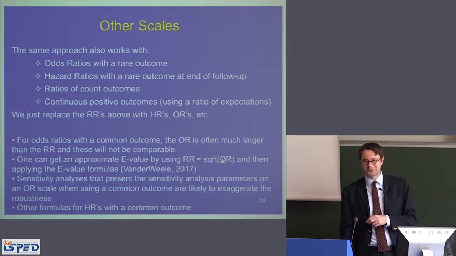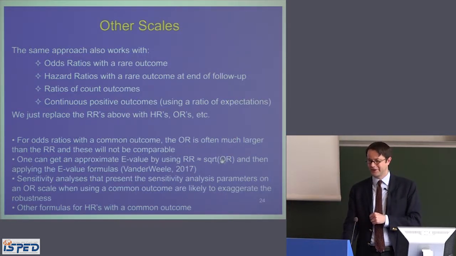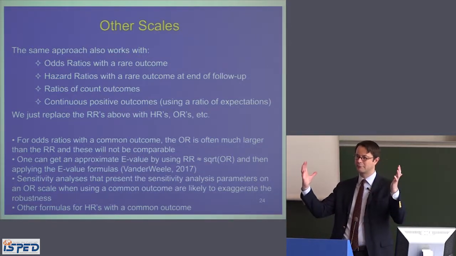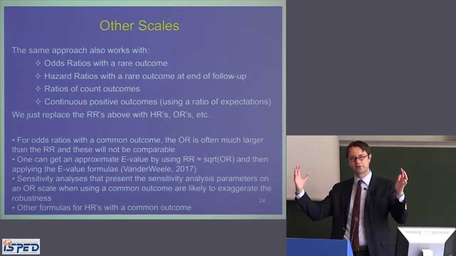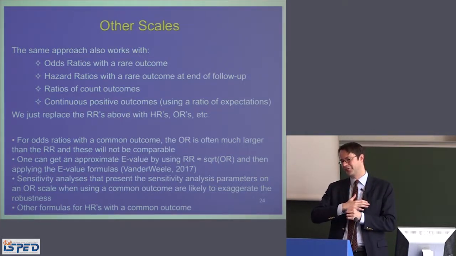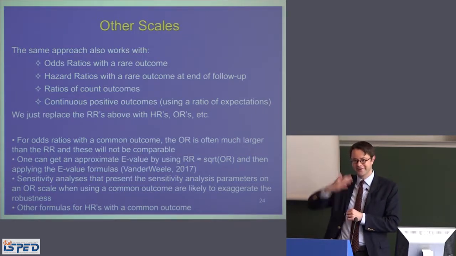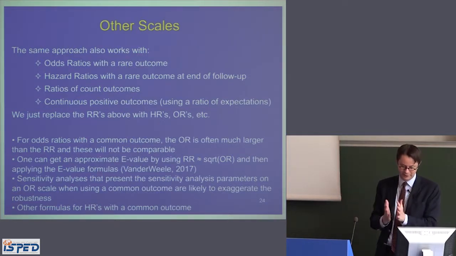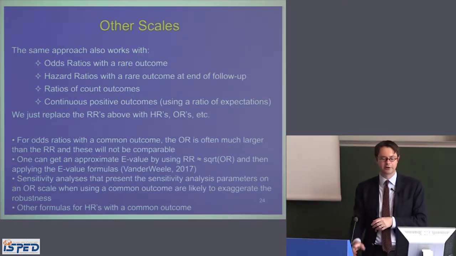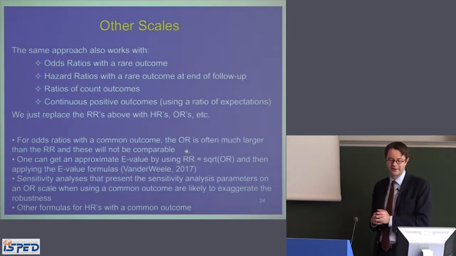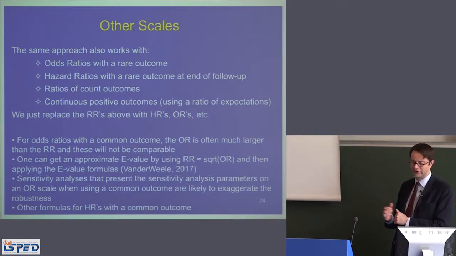using a square root transformation of the odds ratio. And I've shown recently that that square root transformation of the odds ratio, if the outcome probabilities are between 20% and 80%, will be within 25% of the true risk ratio. The odds ratio itself can be exaggerated by a factor of up to fourfold, 400%, for the risk ratio without that transformation, but with that transformation, you'll be within 25% of the risk ratio. So one could take the square root of the odds ratio and then get an approximate e-value by applying that approximate risk ratio into the e-value formula.